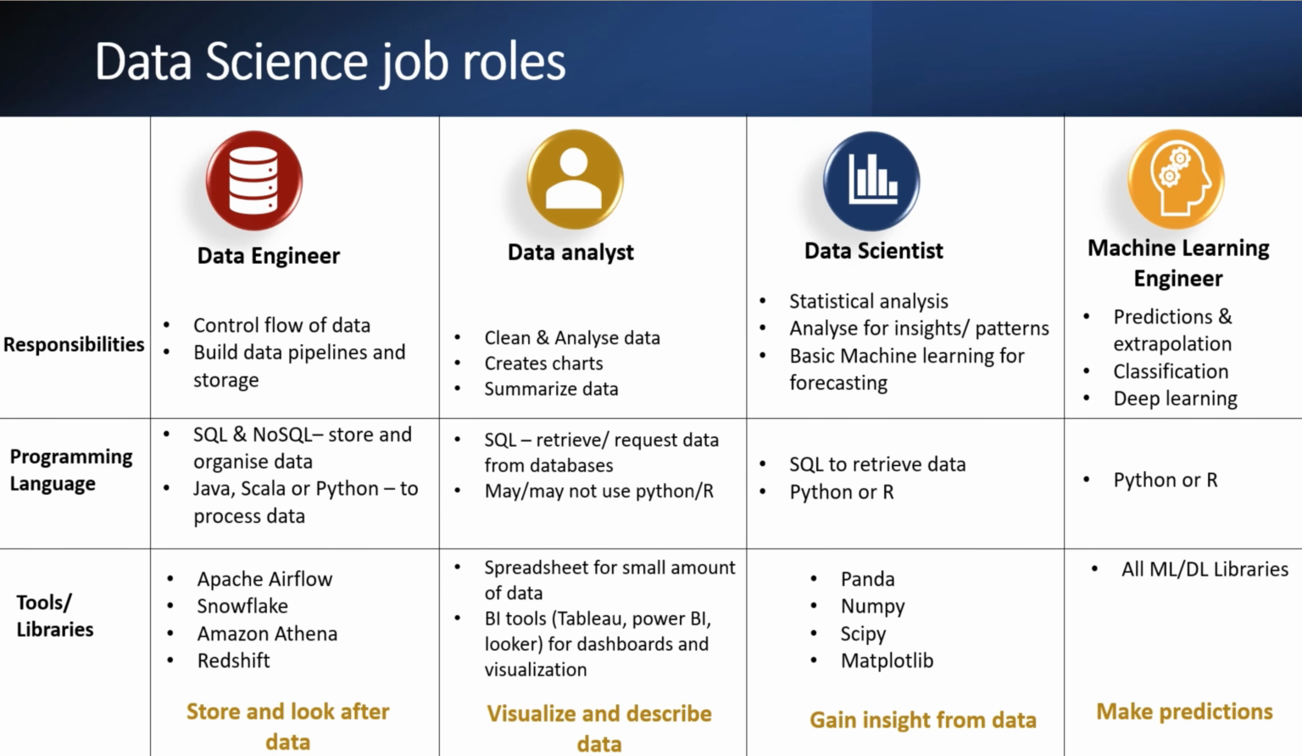As a summary, a data engineer stores and looks after data. A data analyst carries out visualization or describes data. A data scientist gains insight and looks for patterns in data sets, while a machine learning engineer makes predictions with the data.